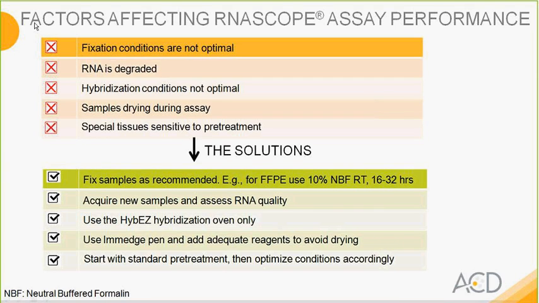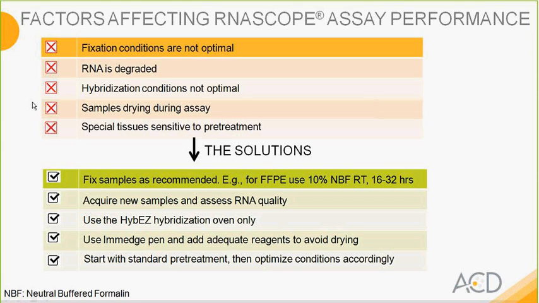The factors that are affecting assay performance we've already reviewed, but some of the highlights are sometimes you may not see signal, or you may experience a weak signal because your RNA is degraded. In this case, you would need to acquire new samples. If you're finding that the hybridization system you're using is giving you inconsistent results, we recommend that you use the HybEZ hybridization system. This is the only oven that we have noted gives consistent results.